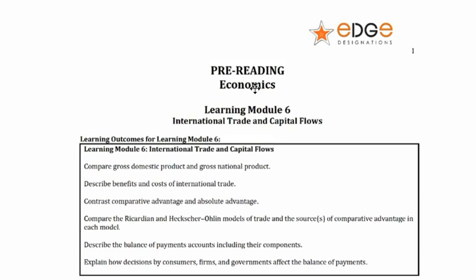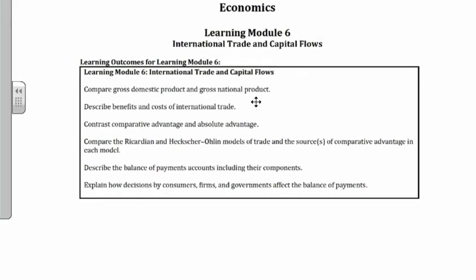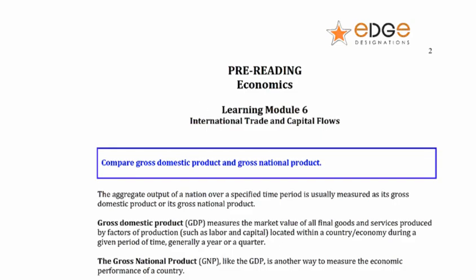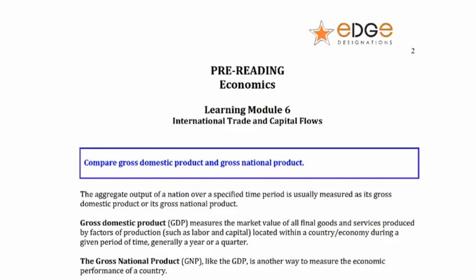As per usual, we give you all the learning outcome statements on the front page over here for Learning Module 6. There they are, and of course, as we go over the page, you'll see that we repeat each of those learning outcome statements on the front of every page. Let's get ourselves going straight away.